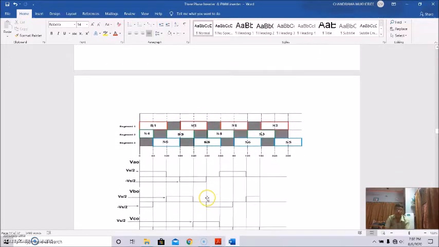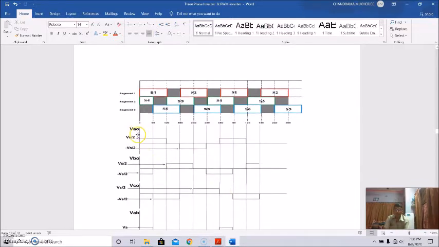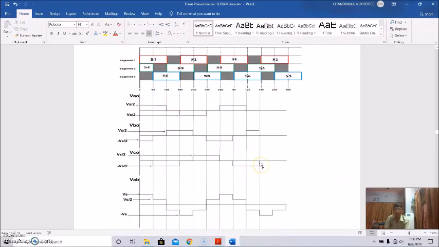So this is the segment for operations. This is VAO, going from Vs by 2 to minus Vs by 2. This is VBO, again from Vs by 2 to minus Vs by 2. And this is VCO, again from Vs by 2 to minus Vs by 2.